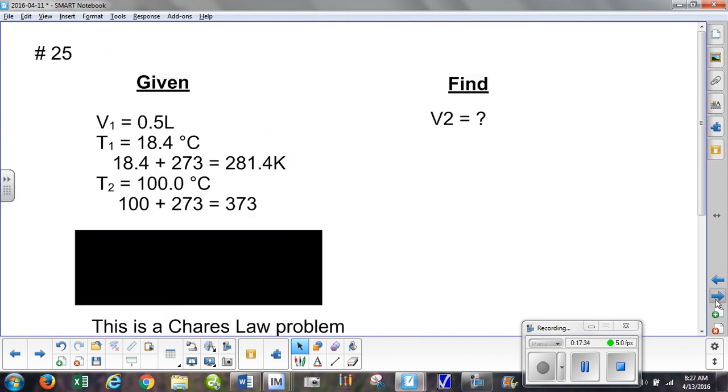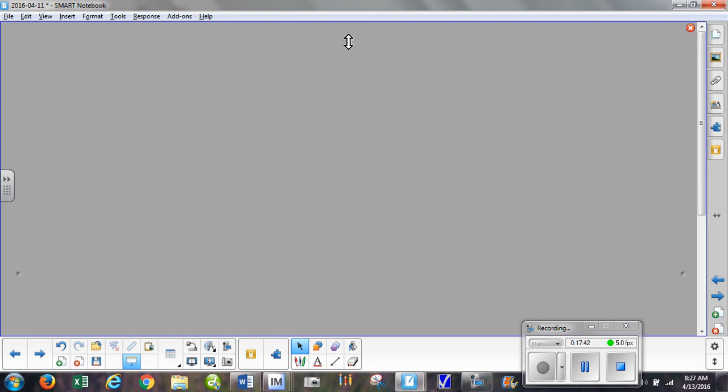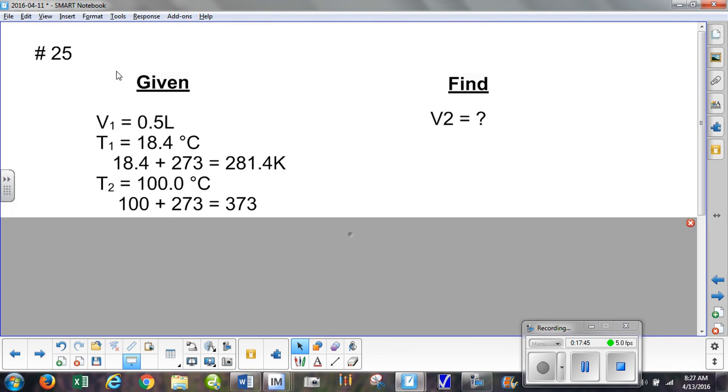And the last problem, number 25, that I'm going to be showing, I think this is the last one. Yeah, this is the last one. And let's again use the shade to make it easier to concentrate. Here's our givens. We're given a volume of 0.5 liters. Okay, we call that our V1. We're given a temperature of 18.4 centigrade. Notice I changed that immediately to kelvins. Okay, we're also given a second temperature of 100 degrees centigrade, and that, now can you look at the problem? Where did I get my 100 degrees centigrade from? You need to figure that out.